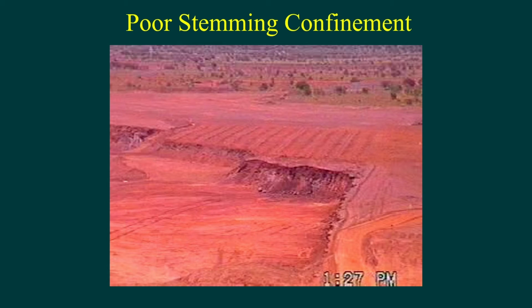Now we're going to look at an example of a blast where there's been poor stemming confinement, and I want you to look for, when this blast video plays, all those drill holes where there look to be puffs of smoke escaping, to identify the number of holes where confinement was very poor. And of course, as I said before, for every one of those puffs of smoke that one sees is a loss of energy that could have gone into fragmentation.